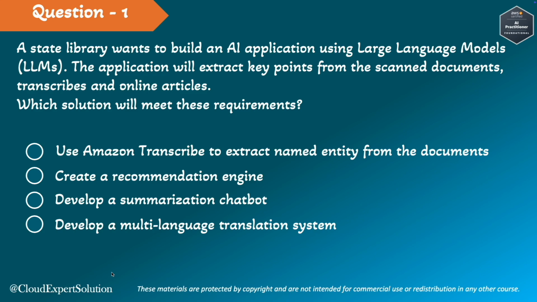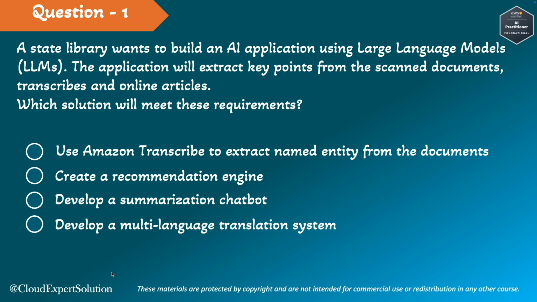Question number 1 is saying a state library wants to build an AI application using large language models, LLMs. The application will extract key points from the scanned documents, transcripts, and online articles. Which solution will meet these requirements? And here are the 4 options. If you want to independently answer that question, you can pause the video here, find out the correct answer, and resume this video.